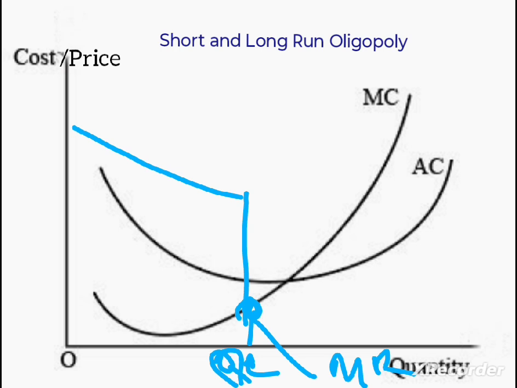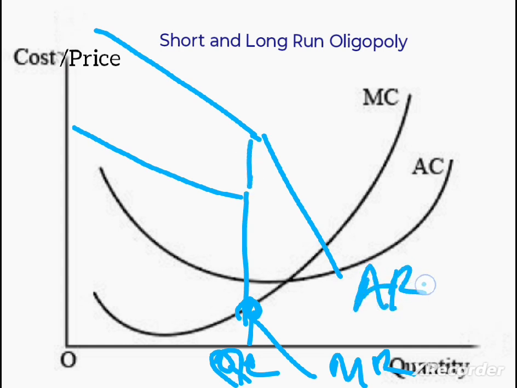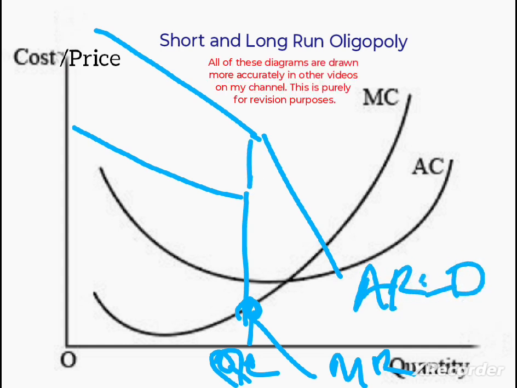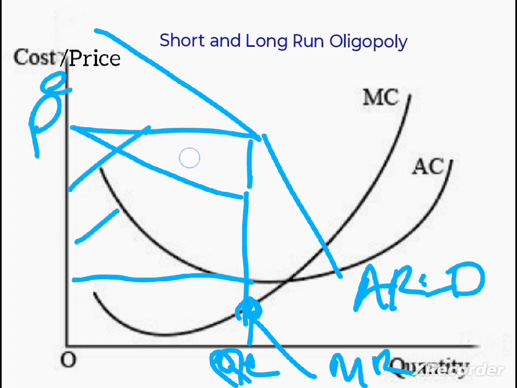And then your demand curve will be going up above, and just make sure that the kink is directly above that. And then supernormal profit taking place where that vertical line crosses the AC curve, and there's PE, and that's supernormal profit. And that's either short or long run oligopoly.